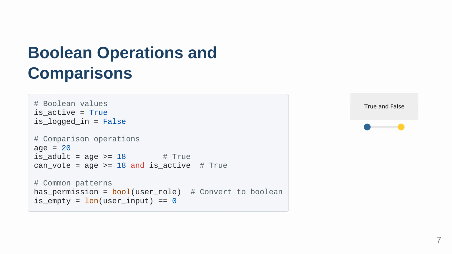Boolean values and operations are fundamental to program logic. They're used for making decisions in your code and controlling program flow. Understanding how different values convert to true or false in Python is essential for writing robust conditional statements. Boolean operations often form the basis of business logic in applications.